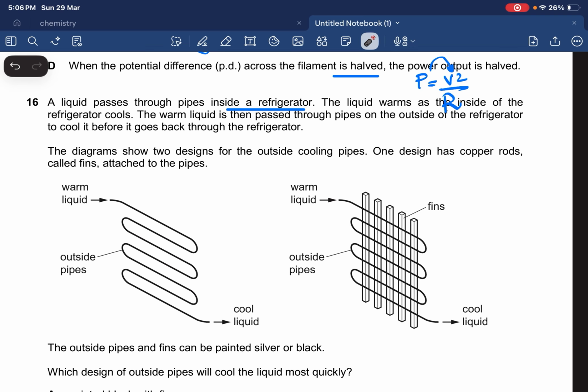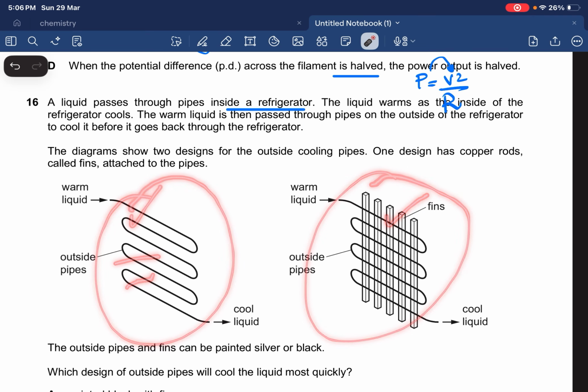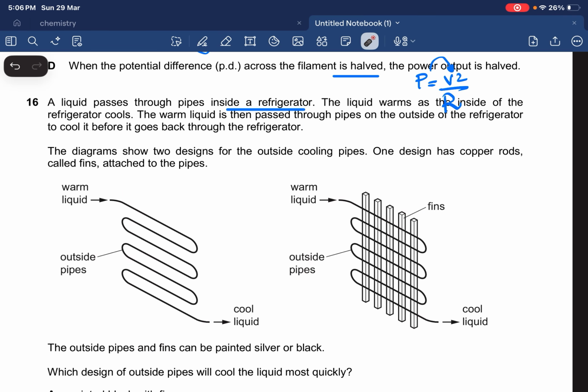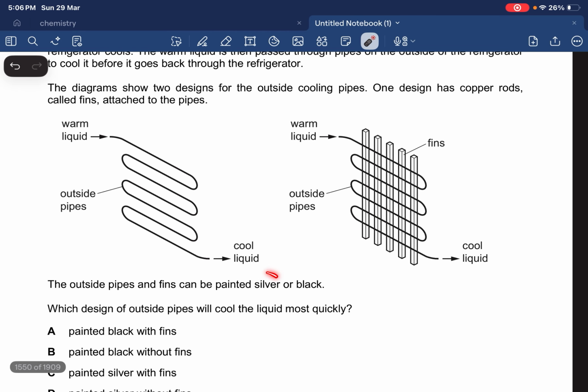The diagram showed two designs for the outside cooling pipes. One design is this and one design is this. Definitely this design is going to work, this design is not going to work because it needs to cool. How can it cool? If it transfers its heat energy to something else, so it's going to transfer its heat energy to the fins, only then can it cool. The outside pipes and fins can be painted silver or black. Which design of the outside pipes will cool the liquid most quickly? Painted black with fins. Yeah, that's correct.